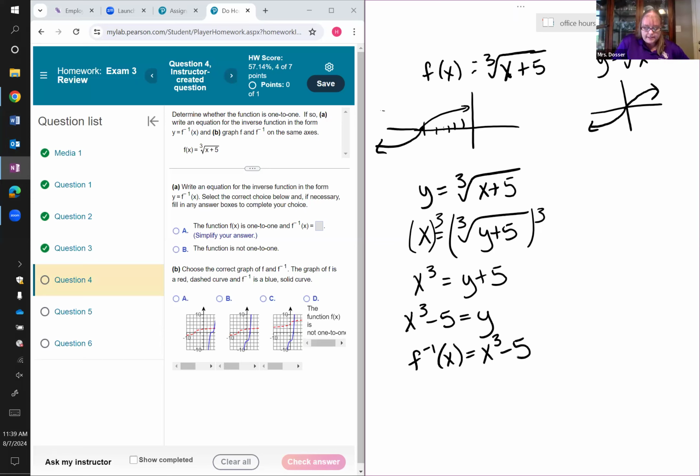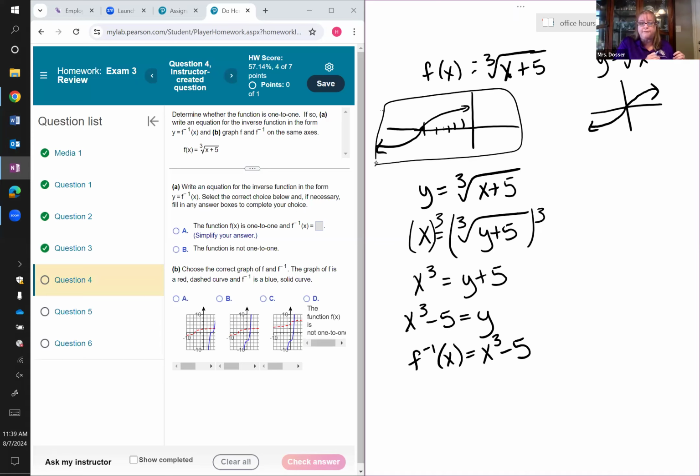So on A, B, and C, they've got the original graph f graphed as a red dotted line. And so we can see the one that matches what we have graphed for our original function up here. It looks like the x cubed graph shifted 5 units to the left, which means it's either going to be option A or option B. Notice it's not answer choice C because answer choice C has that graph shifted up when our original graph is shifted to the left. So it's either going to be answer choice A or answer choice B.